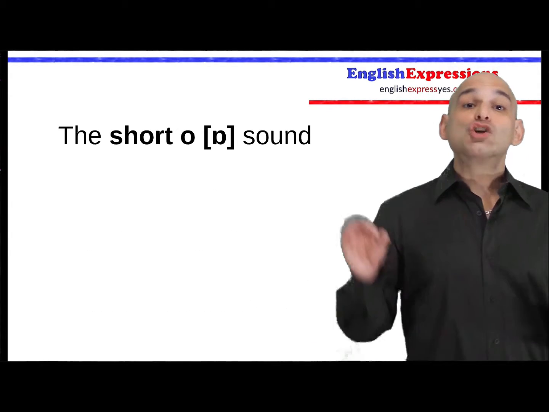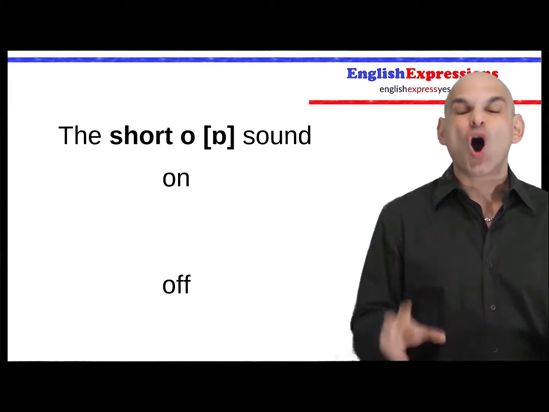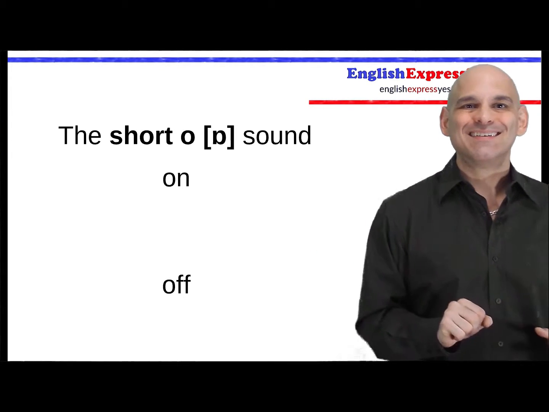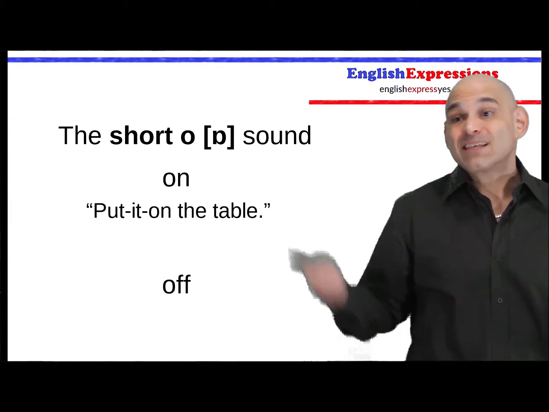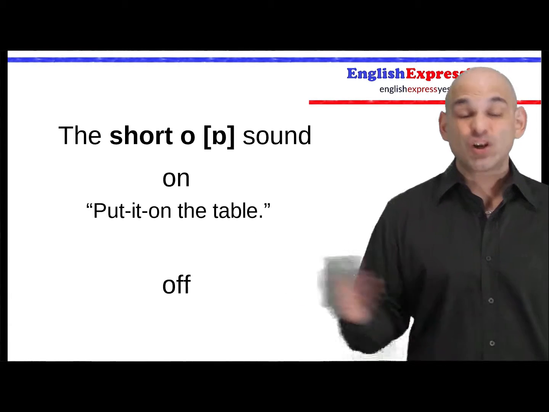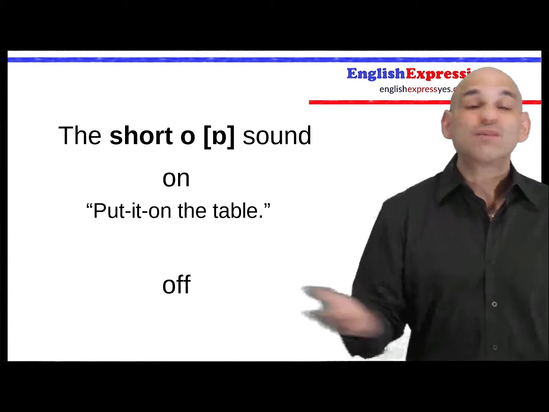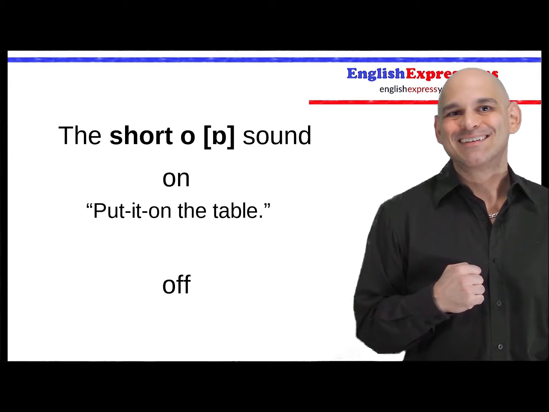Now remember, the short O in "on" or "off," we say it like a short O. On. Put it on the table. We say that, except we link "put" and "it" together. Put it on the table. But we don't use schwa. We don't say "put it in the table." No. Put it on. We use the short O sound here.